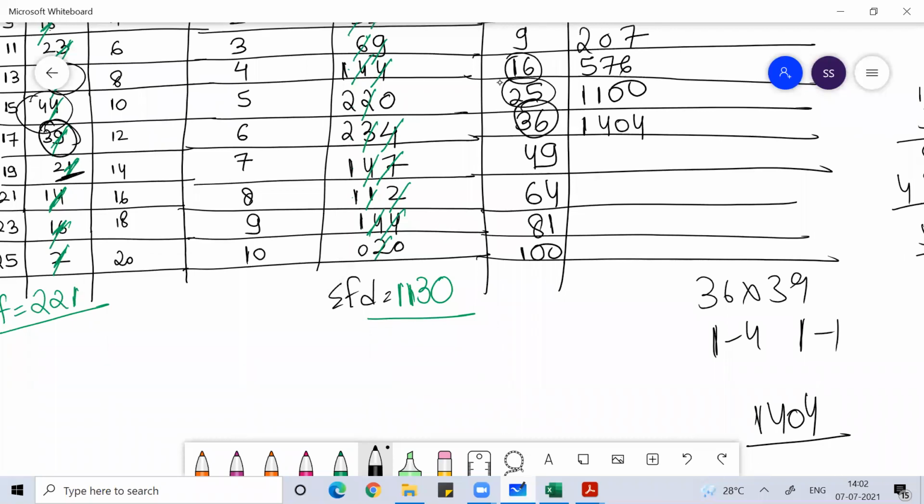Then 21 into 49, 1029. Fourteen into 64, 14 fours are 56, 14 sixes are 84.